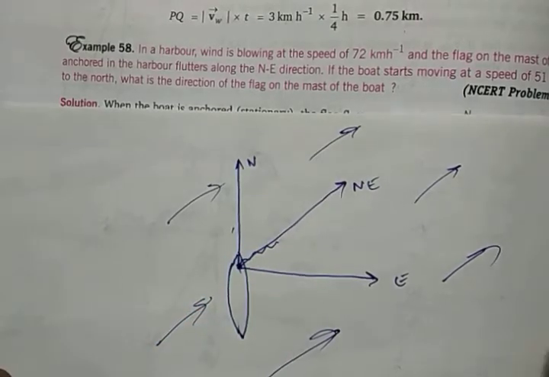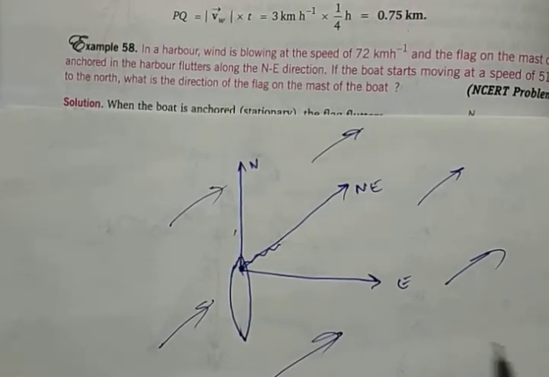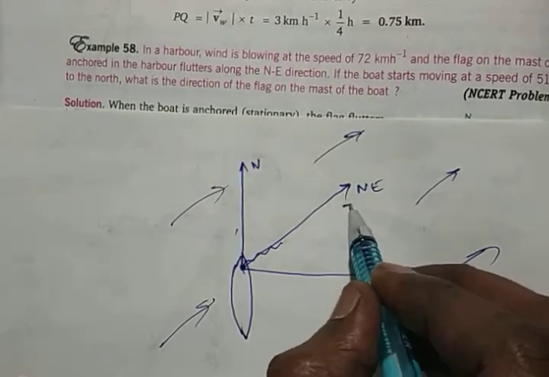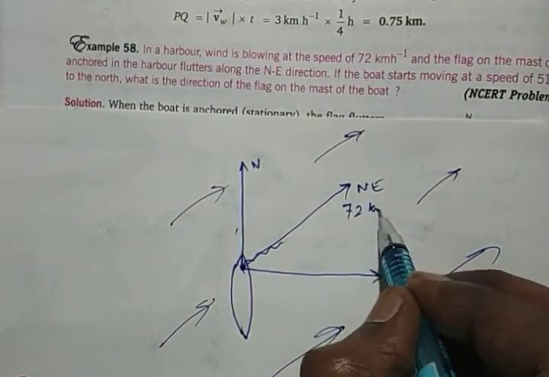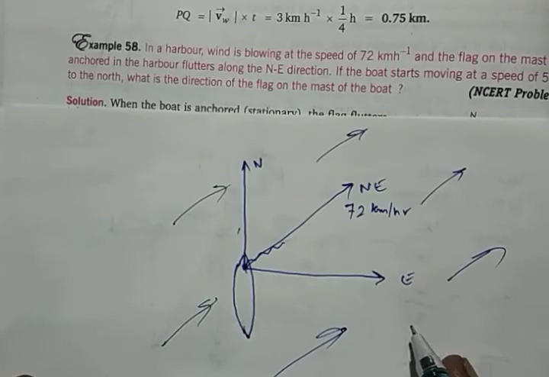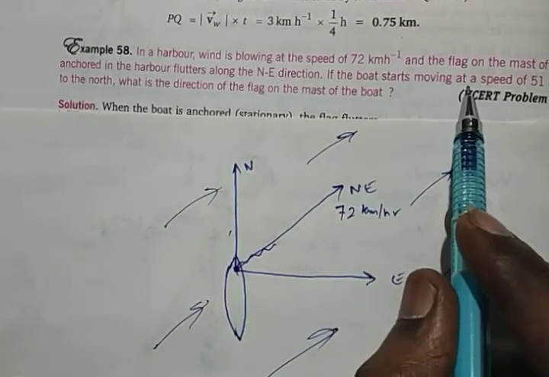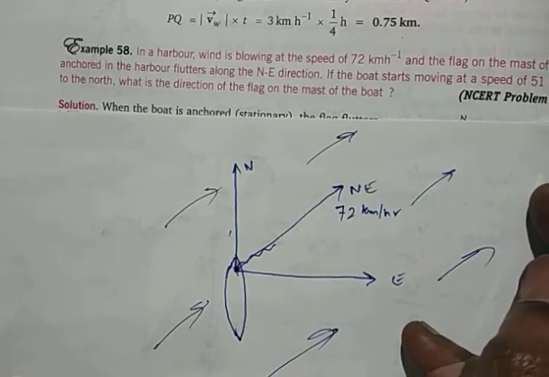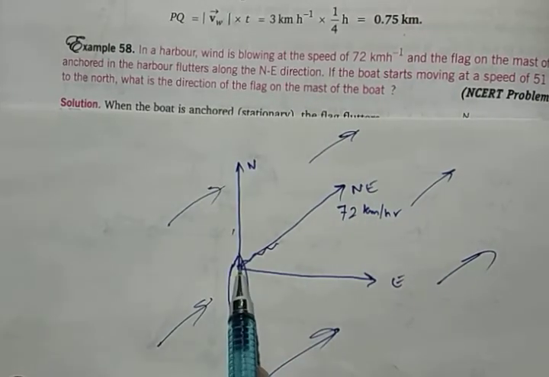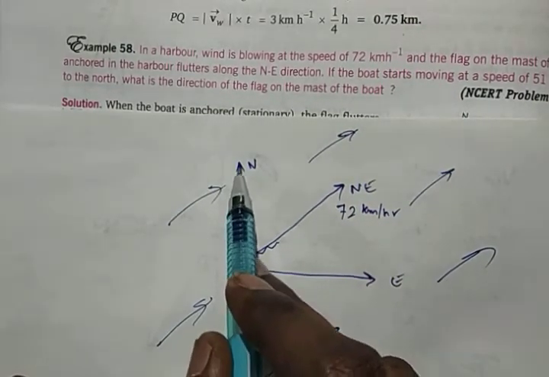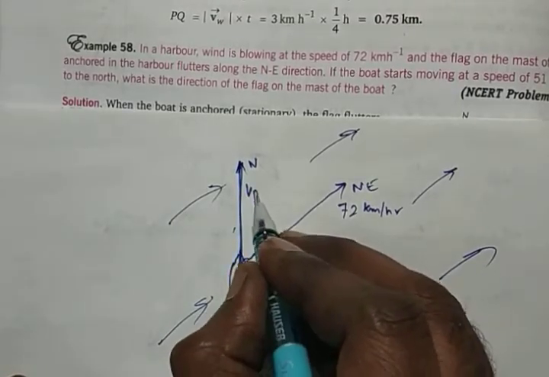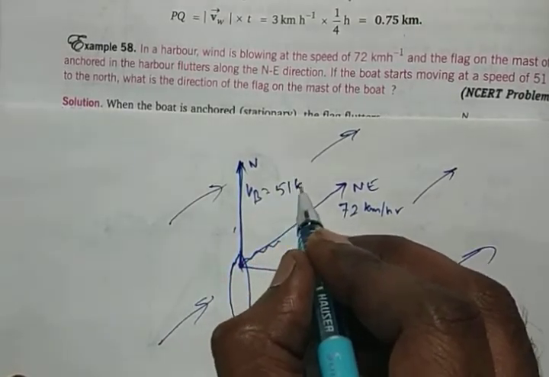Now the thing happens is, the flag is going in the direction with the 72 kilometers per hour wind speed. As it happens, if the boat starts moving at a speed of 51 kilometers per hour towards north, now the boat is already moving here down. The velocity of the boat is going to be equal to 51 kilometers per hour.